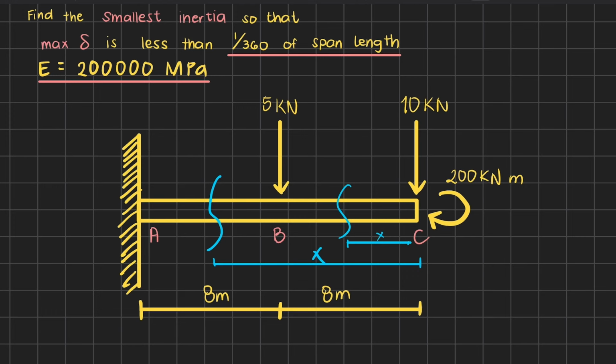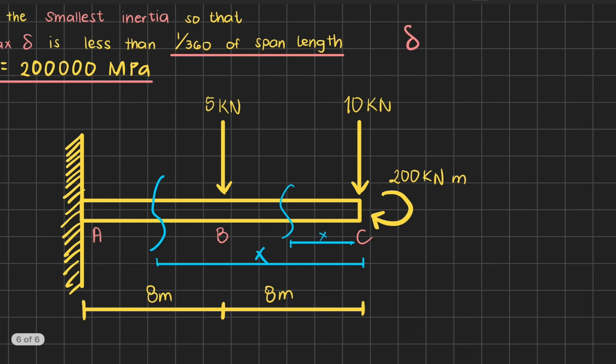Ibig sabihin, yung deflection daw natin, pinakamalaking deflection natin should be less than 1 over 360 ng ating span length, which is 8 meters plus 8 meters, 16. Therefore, our deflection must be less than 16 over 360. Ngayon, kukunin natin yung deflection natin.